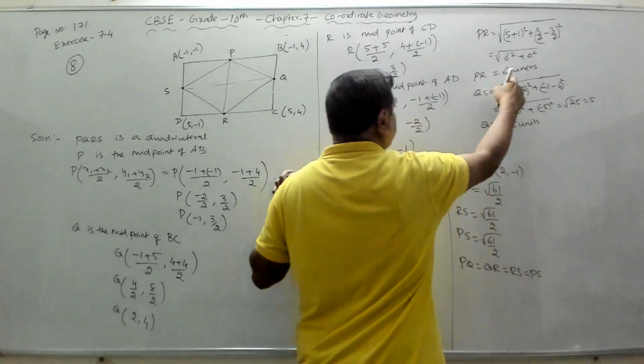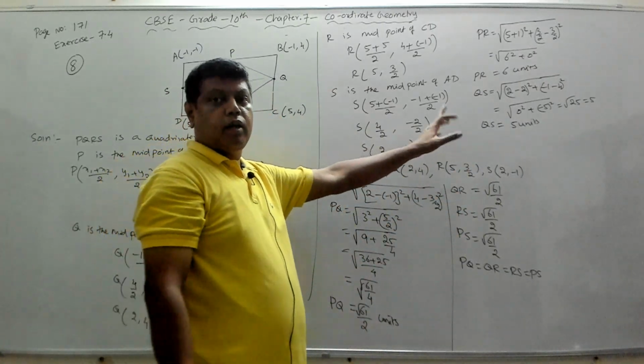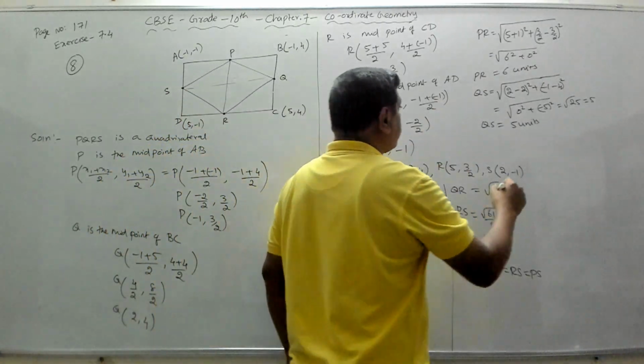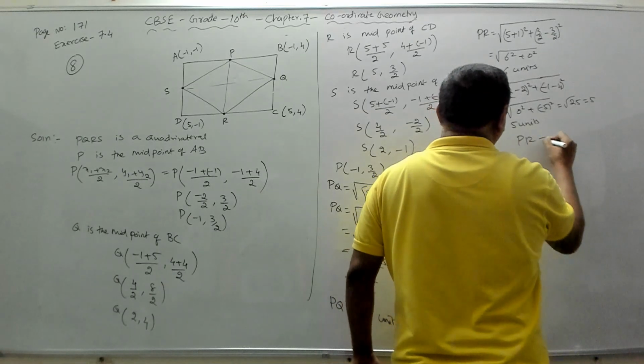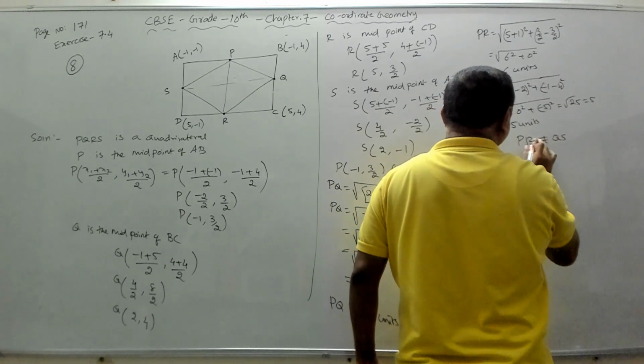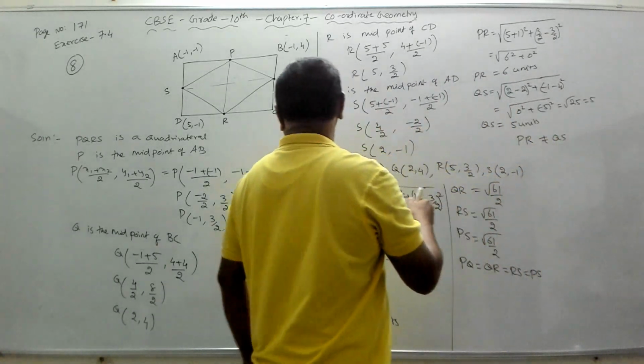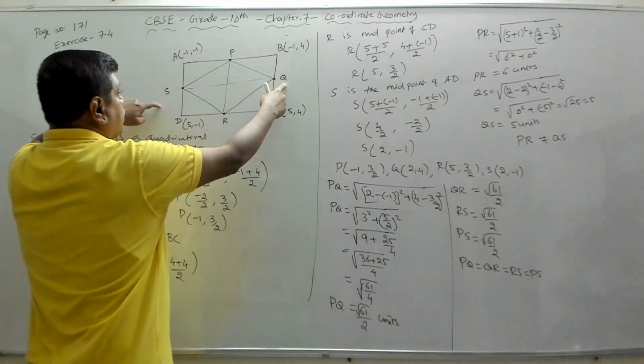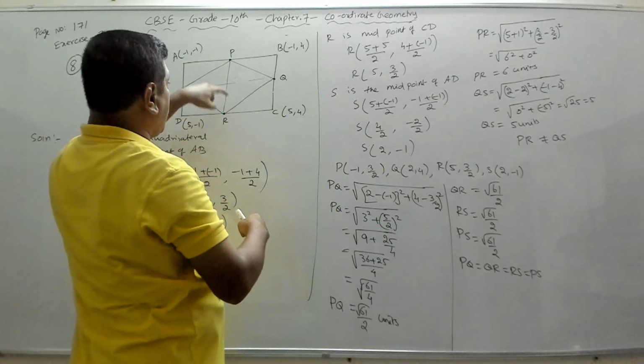So your PR is 6 units and your QS is 5 units, which means the diagonals are not equal. PR is not equal to QS, because this is your PR and this is your QS.